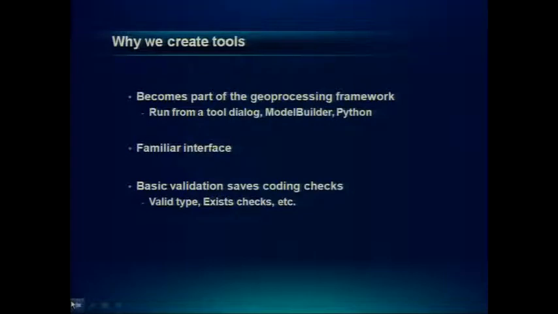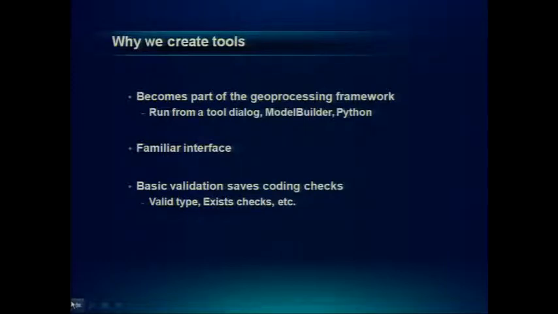So we create tools for a number of reasons, right? But the biggest part is to make sure we can take any little bit of code that we write, whether it be a few lines or a big sophisticated program, and we can pull that in and use it within the geoprocessing framework. So when you create a script tool in the past or a Python toolbox now, you can then take that code and it becomes part of the application. You can run it from a tool dialog. You can add it to ModelBuilder. You can call that tool directly from Python.